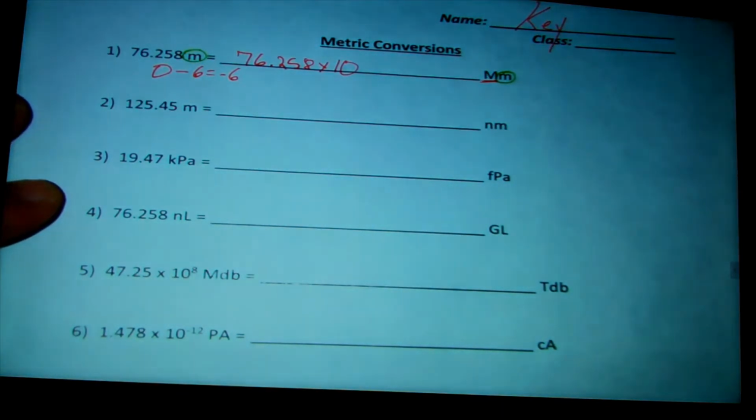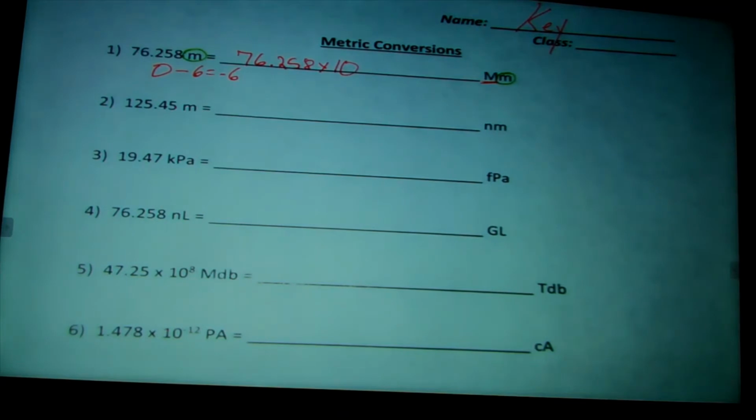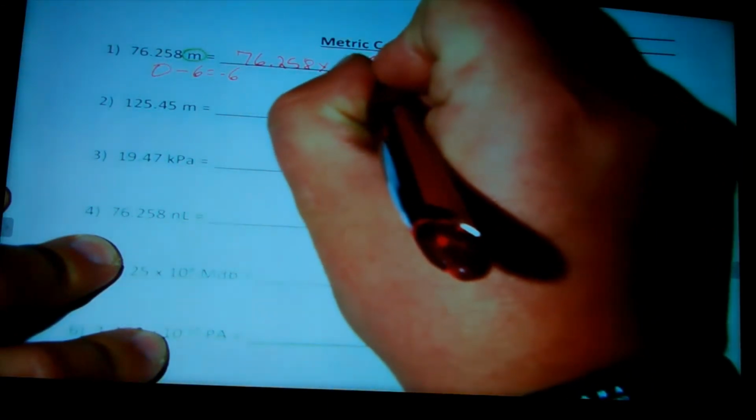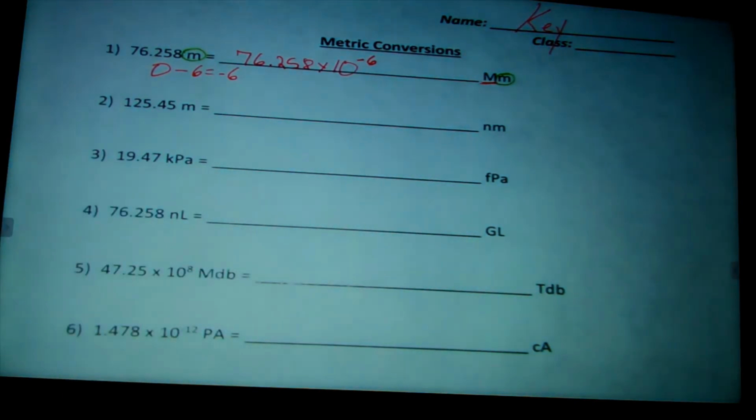Now on this, there's nothing on those units, so I don't have to multiply by anything, and I didn't start with an exponential value, so I don't have to add anything. So my something another is just -6. So you should get 76.258 times 10 to the -6.